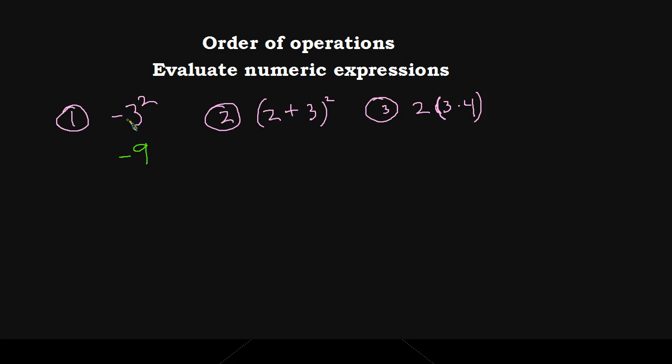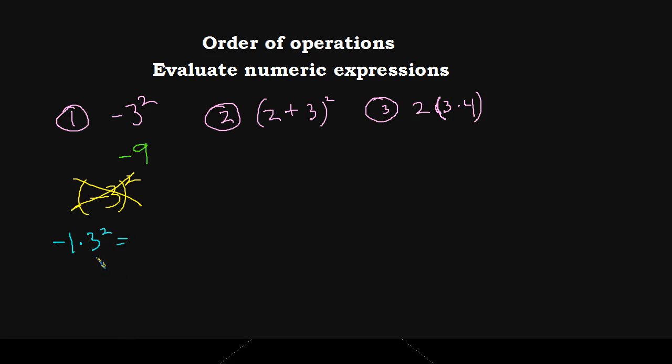Well, the problem here is we're not squaring a negative number. If we did something like -3 in parentheses squared, that would be -3 times -3. That is not what we have. So what is it that we have? Well, what we have is something more like this. It's -1 times 3 squared.